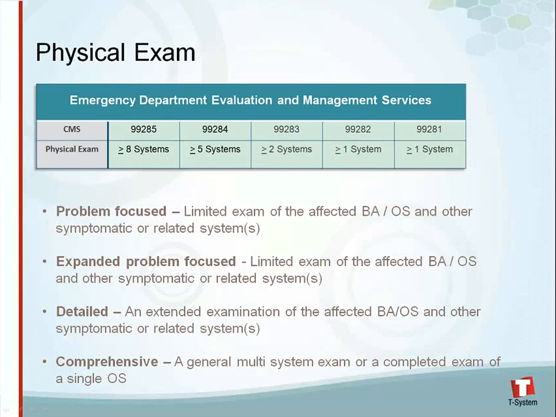Let's look at our highest level here, our level 5 service. You need a comprehensive exam, which is a general multi-system exam or a complete exam of a single organ system. And this is one of the areas where the 97 and 95 guidelines vary in their exam, and the 95 guidelines fit better in the emergency department space. Typically, for a higher acuity patient, you're doing a general multi-system exam.